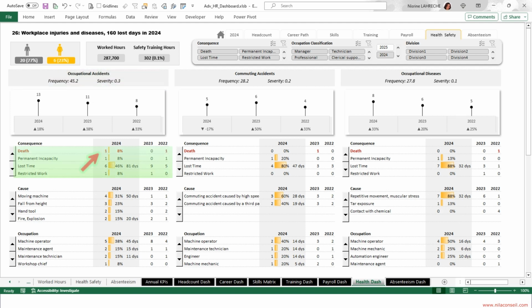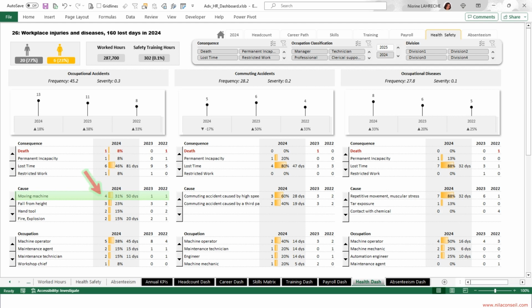They caused the death of an employee, and 81 days away from work. One employee died last year on the way to work. A case of disabling illness was recorded this year in the company. The company recorded 2 occupational accidents, more than last year, and 1 commuting accident less. Occupational diseases increased by 33%.